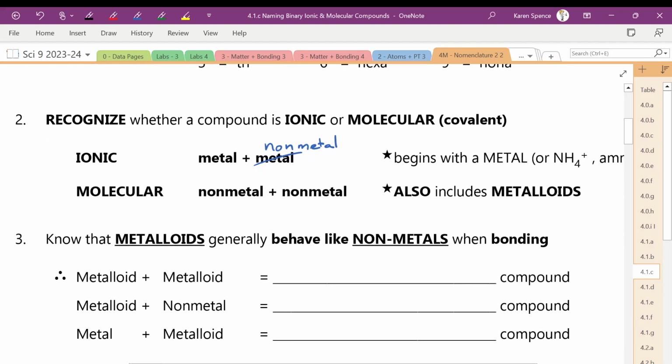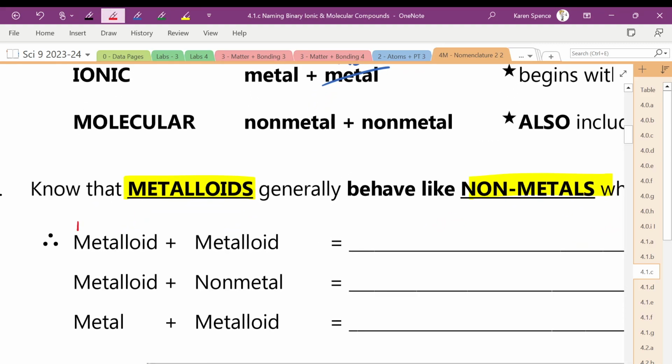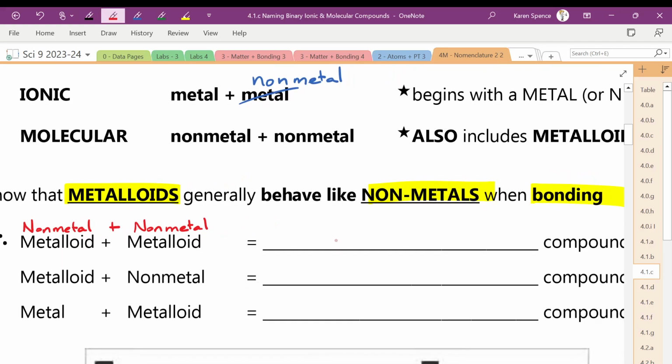Okay. Now, metalloids, and if you look up on that periodic table up there near the clock, what color are the metalloids? They are purple. So the metalloids generally behave like nonmetals when they are bonding. So if I have a metalloid, it behaves like a nonmetal. And if I have another metalloid, it behaves like a non-metal. So if I have things that are behaving like nonmetal plus nonmetal, what type of bonding is that? Okay. That is covalent bonding. So we get a covalent compound.